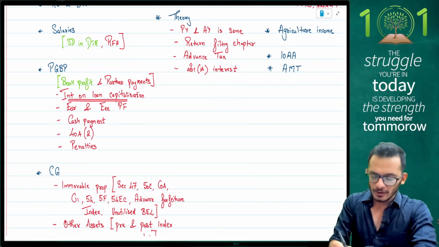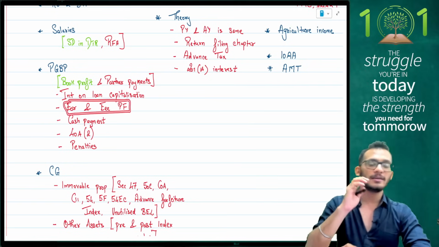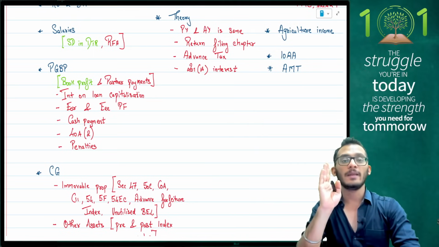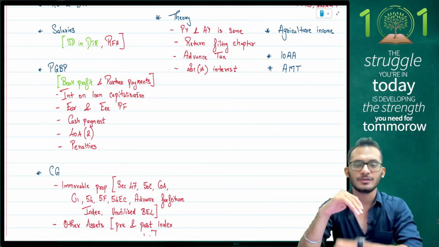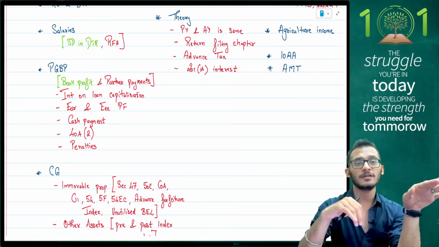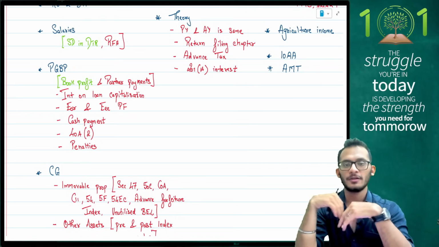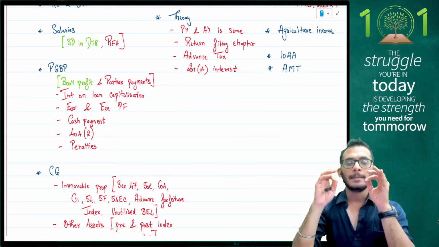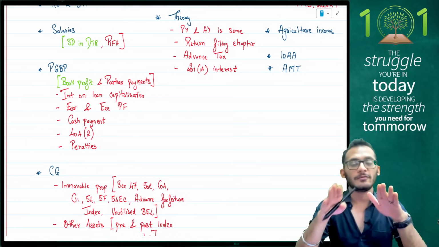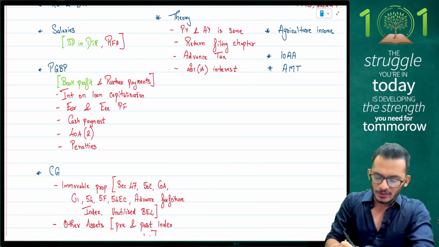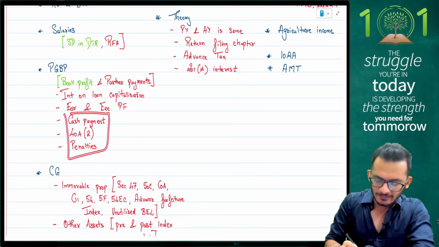Third, and the most important thing, which has not been tested in the last 2 attempts and which I expect in the current year, is on the employer's and employee's PF contributions. The employer's contribution you can pay up to the due date of return filing, versus the employee's contribution, which you have to pay mandatorily by the due date of the PF Act itself. Very important.